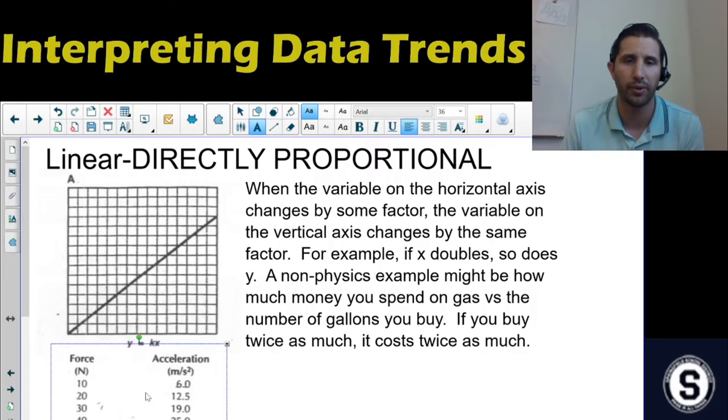And if we look over here, we have a set of data that mimics this. You'll notice as we increase the force, a great example would be if I go from 20 newtons to 40 newtons of force here. That would be a doubling of the force. Notice what happens to the acceleration here. It went from 12.5 to 25. So it also doubled. When I doubled the force, I also doubled the acceleration. This would be a directly proportional relationship.